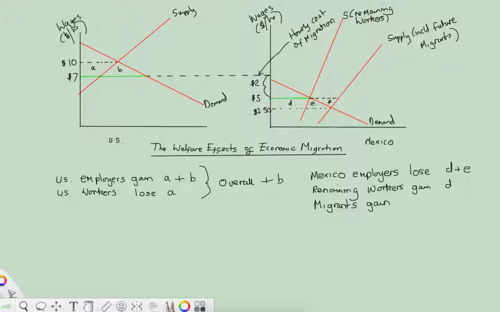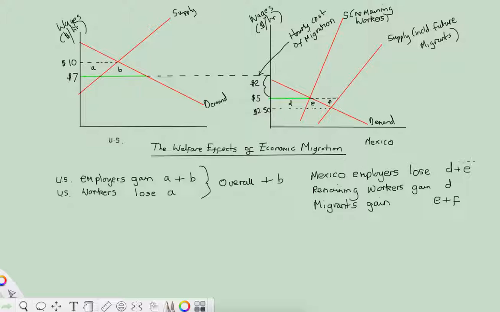So if the total gain to all workers is D, E, and F, D is the remaining workers, E and F, this area between the two supply curves, these are the migrants. So the migrants gain E plus F. And in equilibrium, a worker making $5 in Mexico considers him or herself as well off as a worker making $7 in the United States.